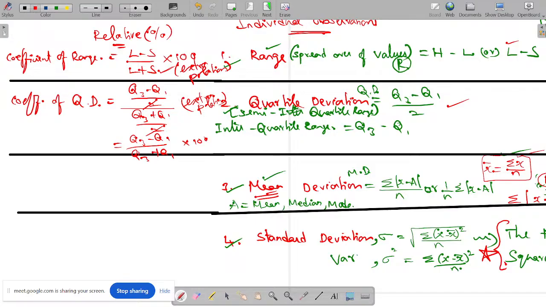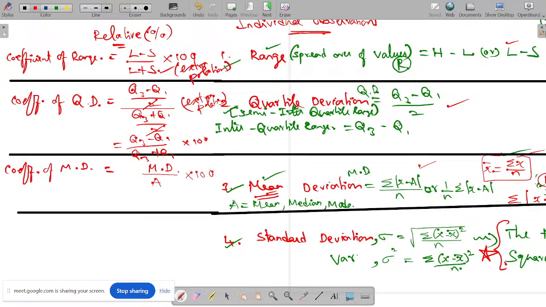What about the next? For mean deviation, we will not use this formula. Instead, we have a solid representative here. Which value? For mean deviation, A. So it's called the coefficient of mean deviation, where I take the mean deviation directly. I take the mean deviation and divide by A into 100.